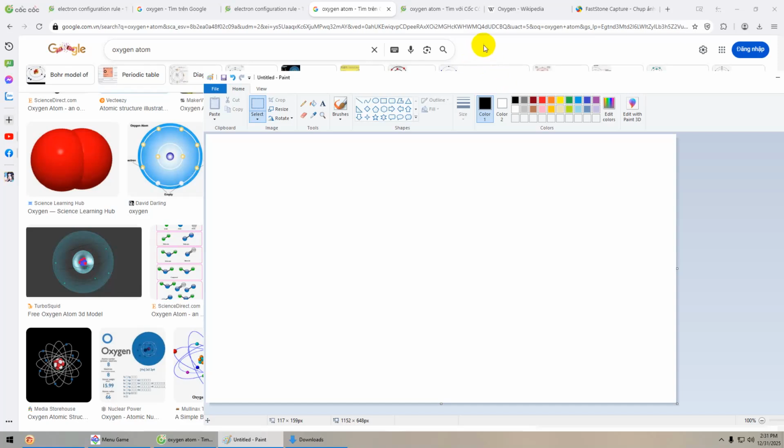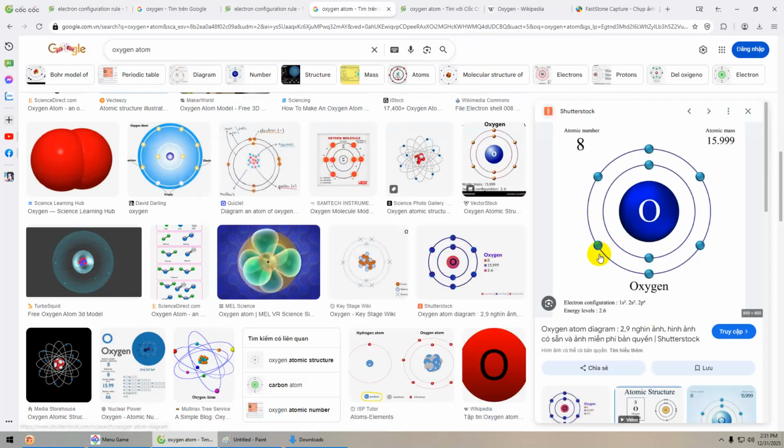Hi guys, today I will teach you how to determine the electron configuration. For example, when you Google the image of an oxygen atom, you see that it has the atomic number of 8. It means it has 8 protons and 8 electrons, right? But why do we see this?